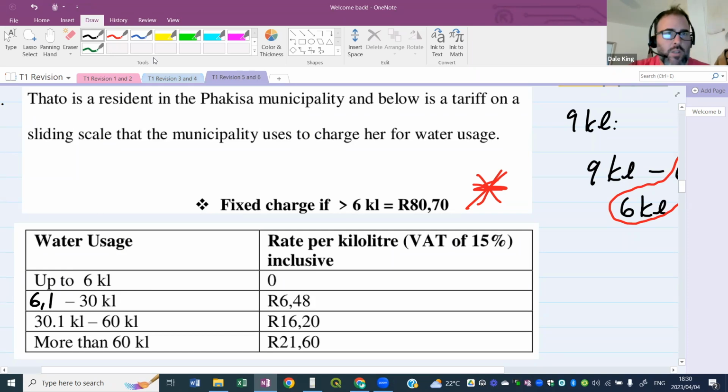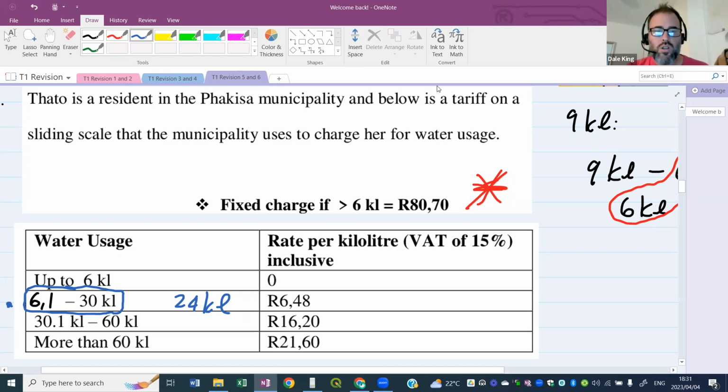If we look inside the second bracket, this is the one we're looking at, we're going from 6.1 to 30 kiloliters. We've got roughly, I'm saying roughly because we've got decimals there, 24 kiloliters of water in there. We've only got 3 left. So we're not going to go through this bracket into the next one. You have to have a total of more than 30 kiloliters to go into the next one. So we're going to stay somewhere in this second bracket.